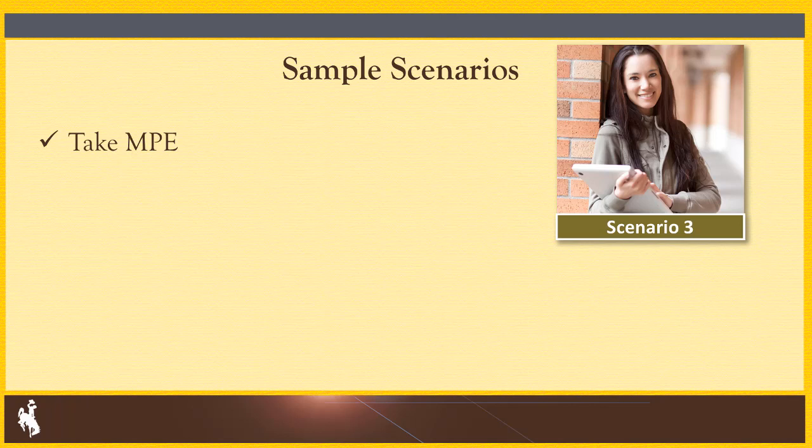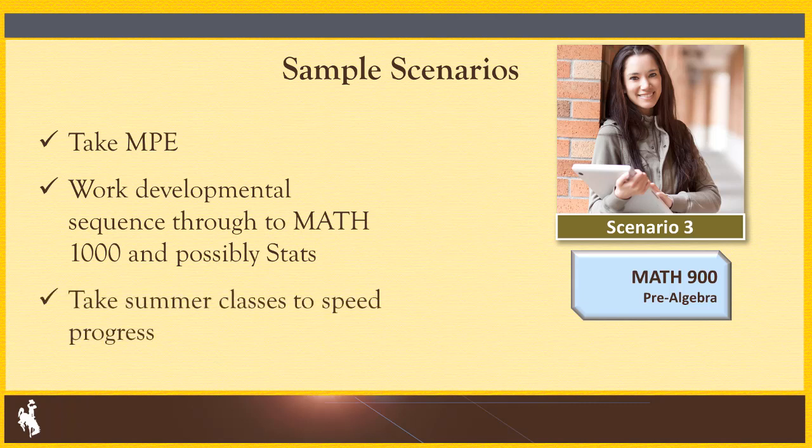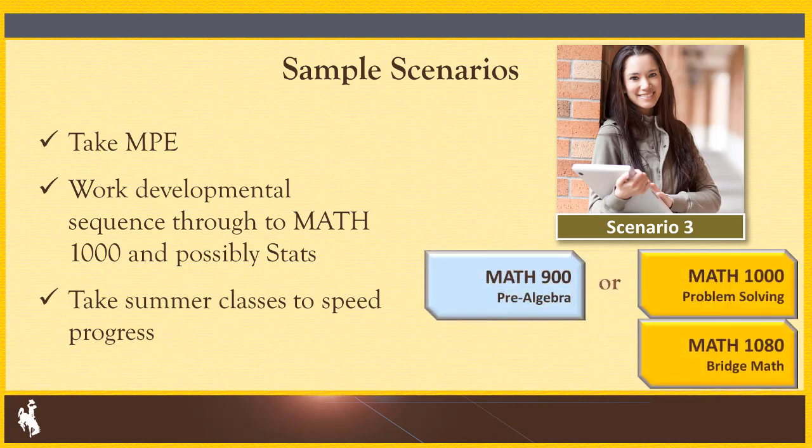However, the student could go ahead and enroll in Math 900 and work their way through the sequence to Math 1000 and then possibly statistics. If they want to speed up their progress, they could take summer classes. Alternatively, they could select the option to take Math 1000 with the Math 1080 Bridge course.